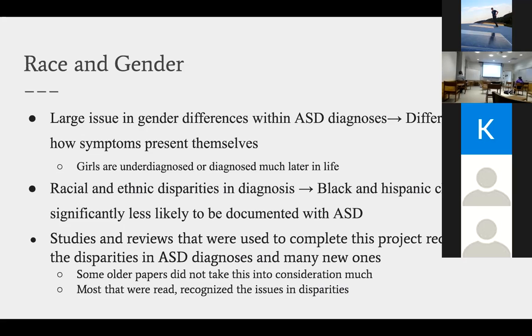So some of the newer studies, reviews and papers that I read really recognize that and try to use all races and genders. They say in the beginning of their papers or studies that all races and genders were considered when doing the study. Some older papers that I read didn't really take that into consideration, which was an issue, but especially the one that I used for autism really recognized it because it was newer. So it's better, but that was something that I tried to keep in consideration while doing my project.